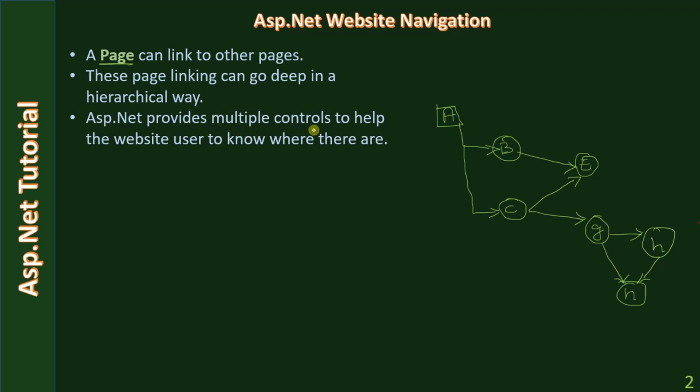ASP.NET provides multiple controls to help the website user to know where they are. So for example, let's take a simple example. User landed on home page A, they reached C, then they went to page G. Let's say that user is here at this time. So in this simple navigation, user may remember that, okay, I went to the home page. From there, I navigated to C, and from the page C, I came to this page G. So at present, I am in G.